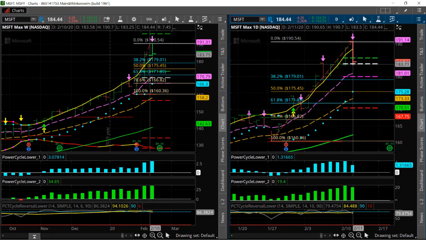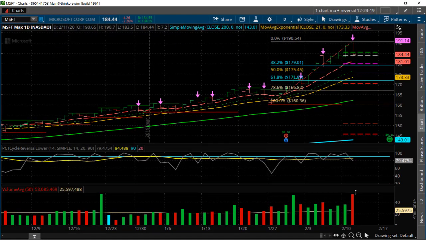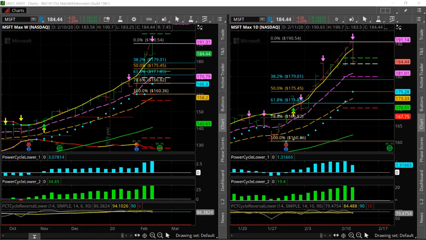kind of distribution. Now, one more thing: if you look at the volume, it was twice the normal volume. So a huge amount of distribution, a huge amount of selling right here. The normal volume average over 50 days has been about 25,000 contracts, and today was over 50. So that could potentially propel things lower.